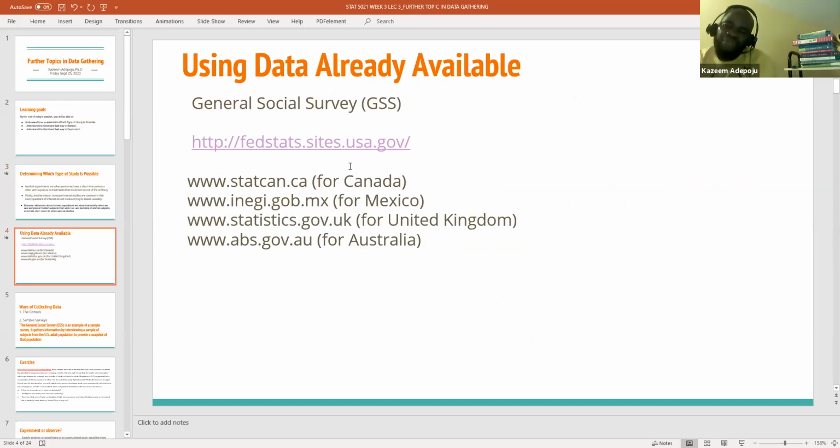Okay, if you are conducting research, I think you need data for your analysis. Particularly, there are some data that you can actually find online. There is a particular body called the General Social Survey, and this body conducts surveys in the United States of America, where they sample the opinion of citizens of this country on their perception or their belief about a particular policy of government.